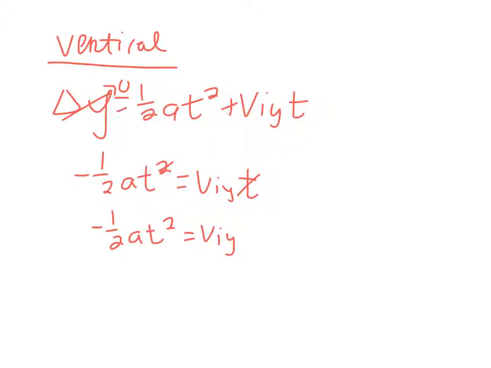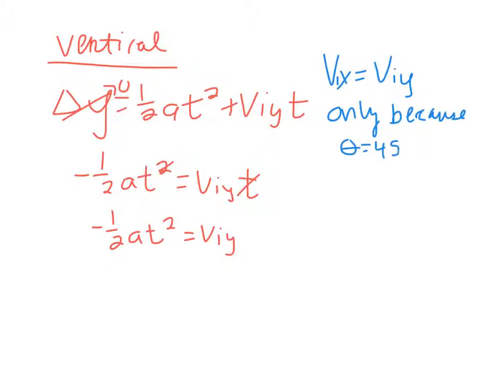Now the fact that the ball was shot at a 45-degree angle means that my x velocity is constant, so initial x is the same as final x, but my initial x velocity is going to equal my initial y velocity. And that is only because for this problem, theta was 45 degrees. So v initial y equals negative 1/2 a t, equals negative 1/2 a t. And this therefore also equals my x velocity.